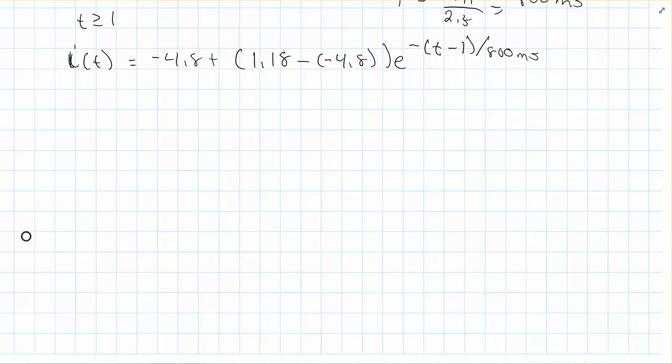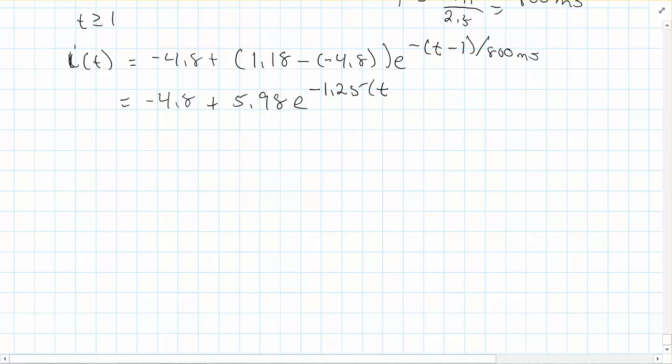Which then we simplify just the tiniest bit here, and you get negative 4.8 plus 5.98 e, and then again if you divide by the 800 milliseconds you would get negative 1.25, and then t minus 1.